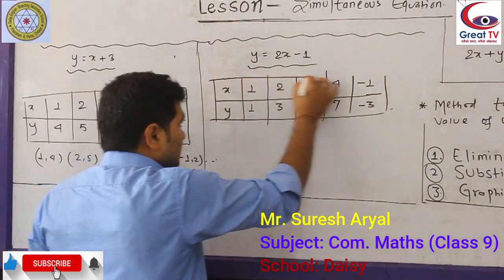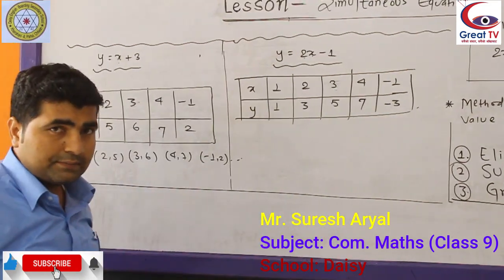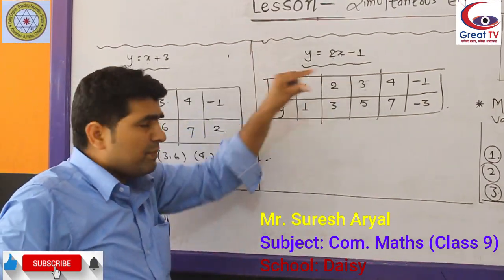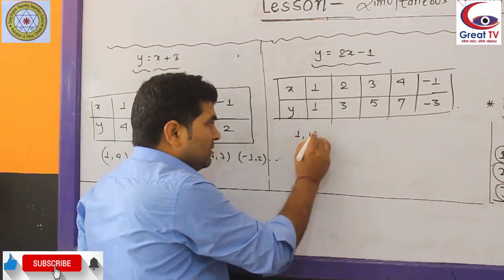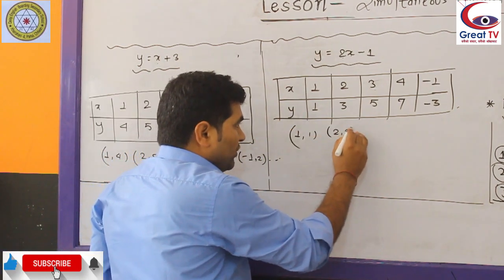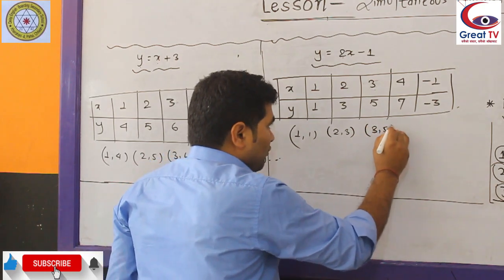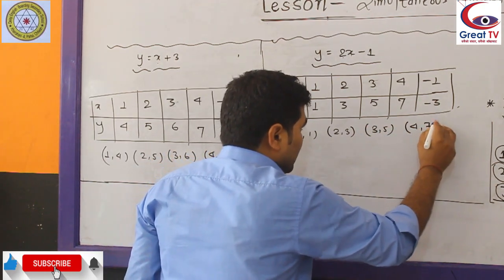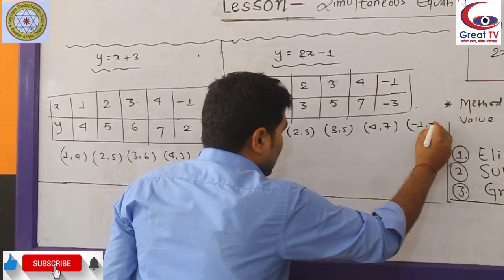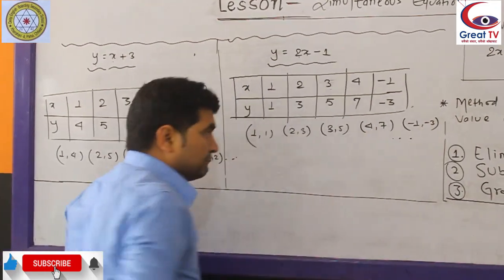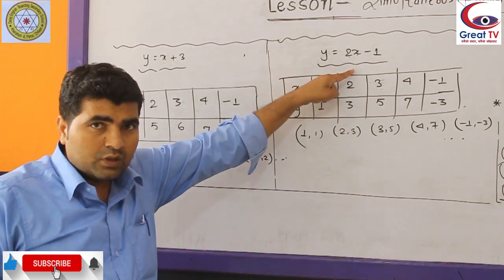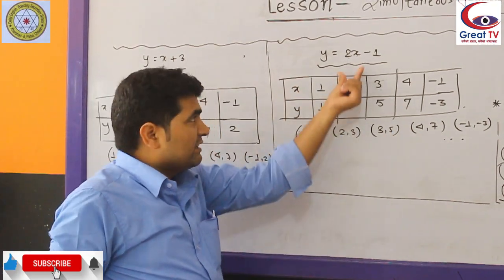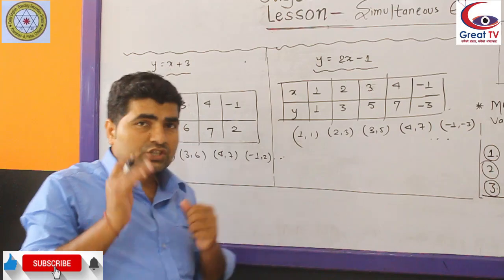Yes, these all are the pairs of solution of that equation. Dear students, it also has many pairs of solutions. Here (1, 1), (2, 3), (3, 5), (4, 7), (-1, -3), etc. These all are pairs of solution of this equation. Each pair of solution satisfies this equation. Now look, students.